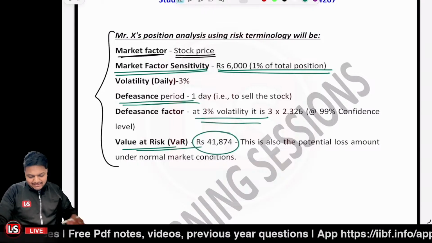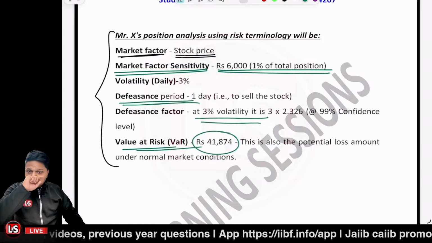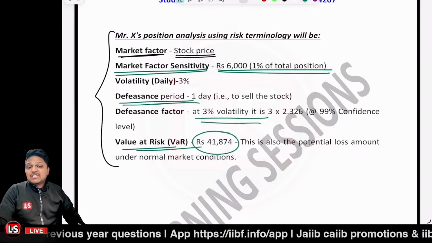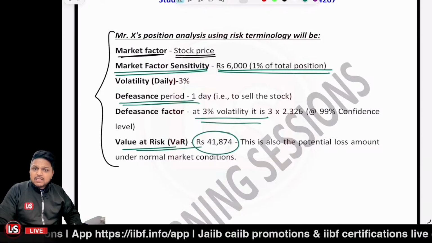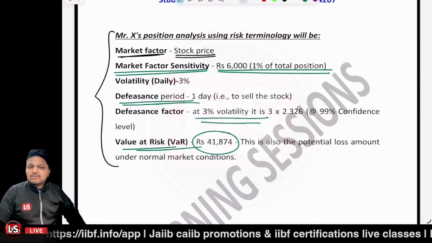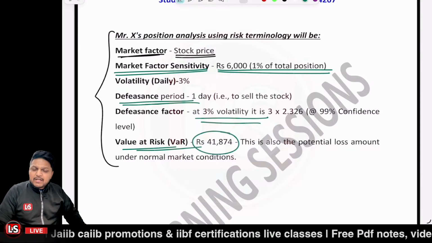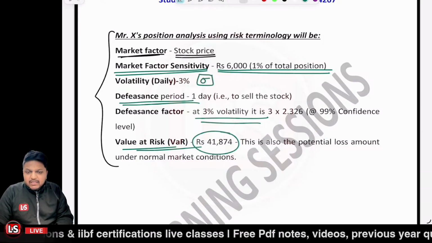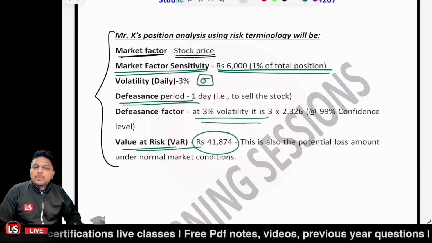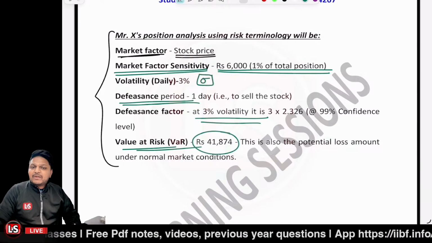So the market factor sensitivity is 6,000 here. That is basically 6,000 for every 1% change in the stock price. So if there is any 1% change in the stock price, a change of 6,000 rupees will be there, right? Total position is given to be 6 lakh rupees. Daily volatility, that is standard deviation sigma, is given to be what? It is given to be 3%. That's estimated from the historical price movements.